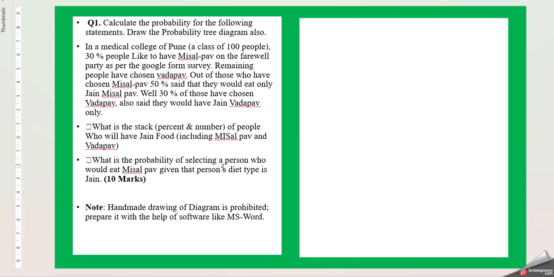What is the probability of selecting a person who would eat misal pav, given that the person's diet type is Jain? Handmade drawings of the diagram are prohibited. Prepare it with the help of software like MS Word.